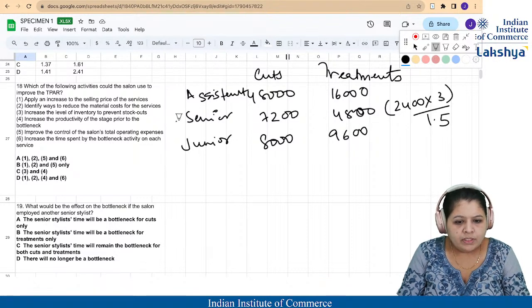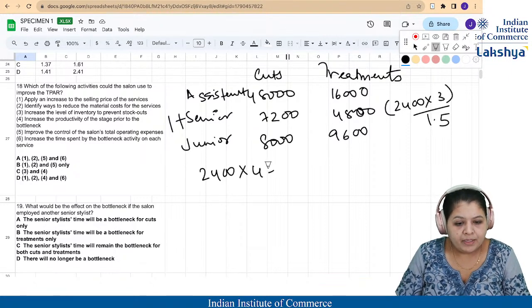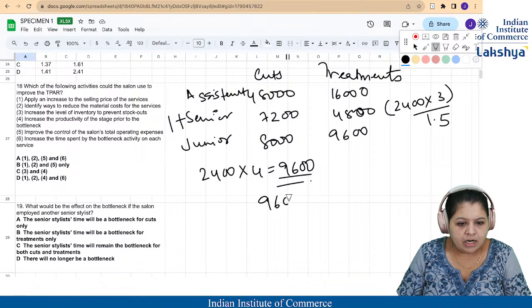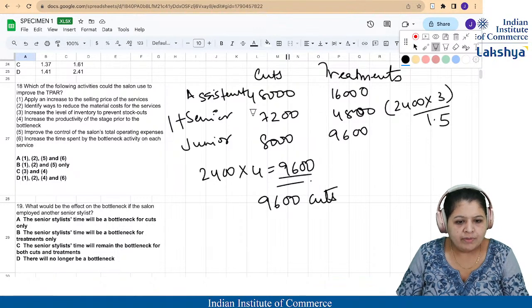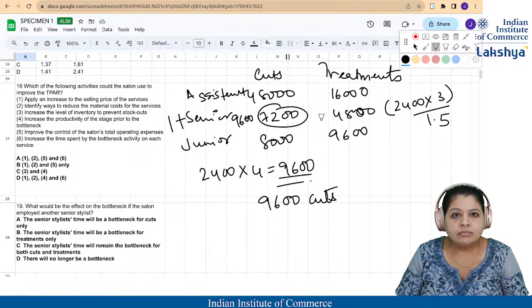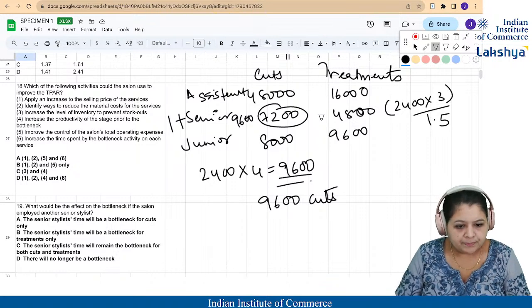Now, if one more of this person is added, that means the total amount of hours is increased by 2,400. That becomes 9,600, which we have, right? So, with that, how many cuts can a senior stylist do? Senior stylist cuts bottleneck is completely removed because when this value comes to 9,600, that means efficiently the company can do 8,000 cuts because that is the threshold for assistant and a junior.